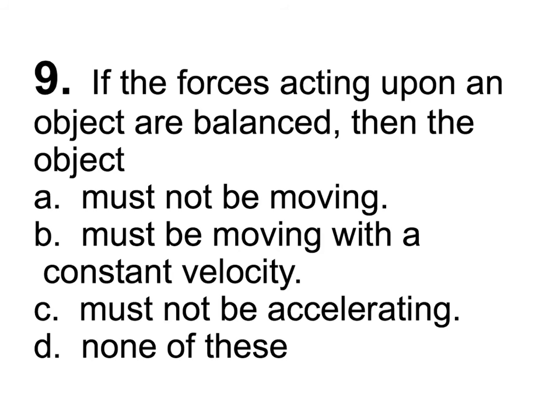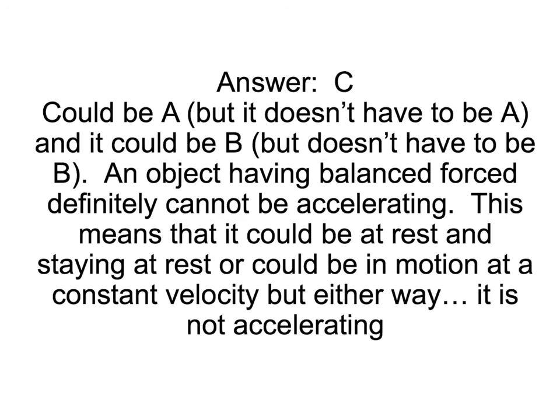If the forces acting upon an object are balanced, then the object must not be moving, must be moving with a constant velocity, must not be accelerating, or none of these. The answer is C. Could be A, but it doesn't have to be A, and it could be B, but it doesn't have to be B.